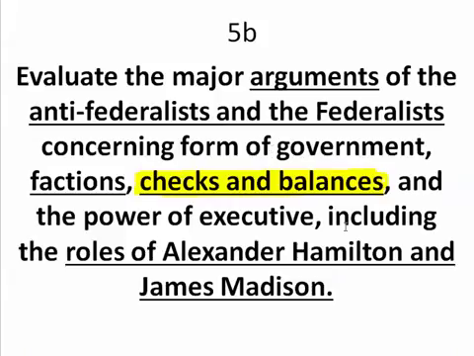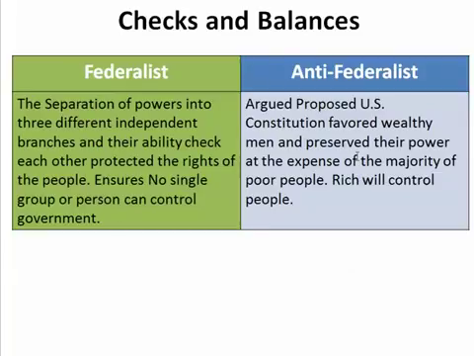Alright, another one is checks and balances. Evaluate the major arguments of the Federalists and the Anti-Federalists concerning the form of government, factions, checks and balances, and the power of the executive. Let's look at checks and balances real quick. The Anti-Federalists argued that the proposed U.S. Constitution favored the wealthy men and preserved their power at the expense of the majority. The rich would control people.